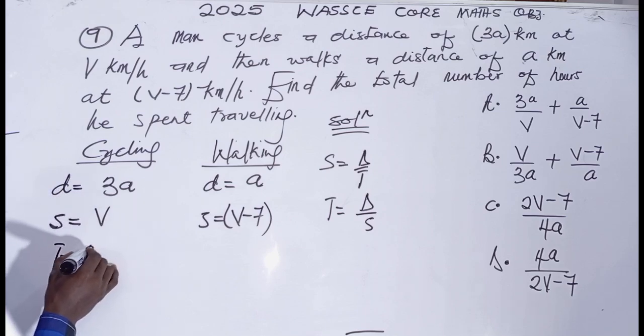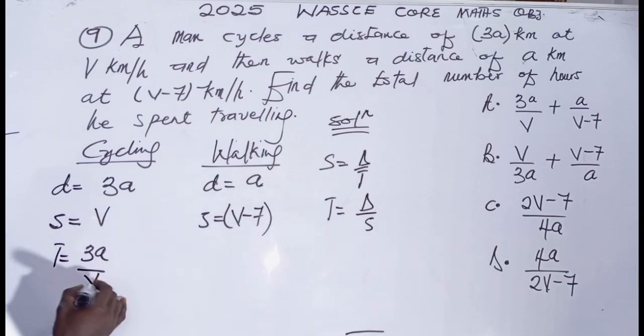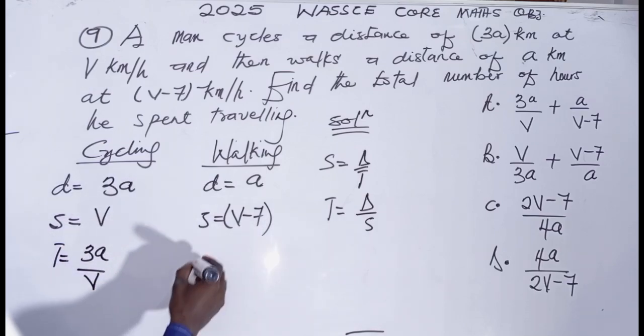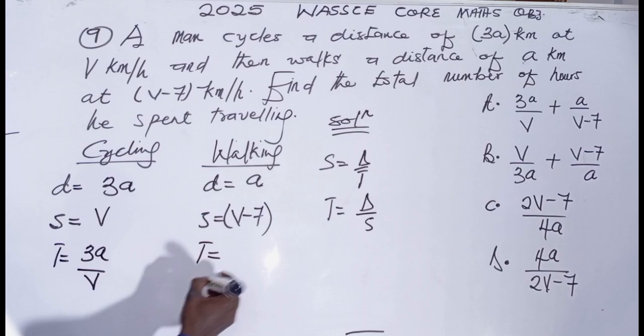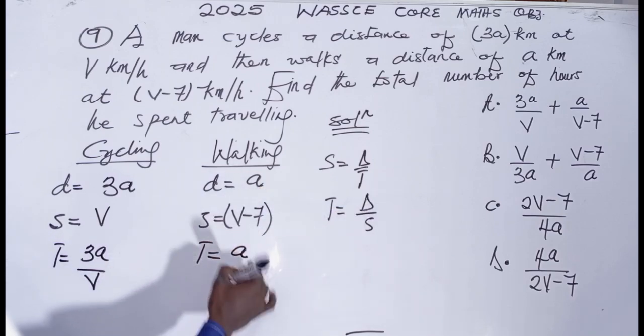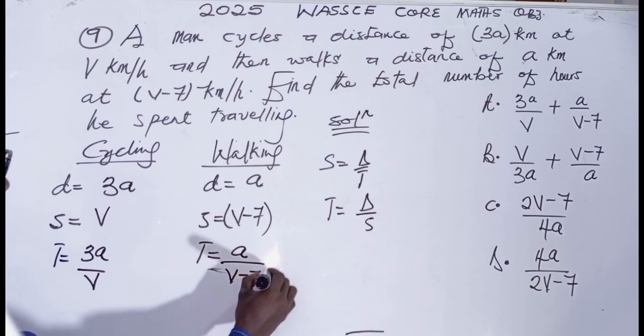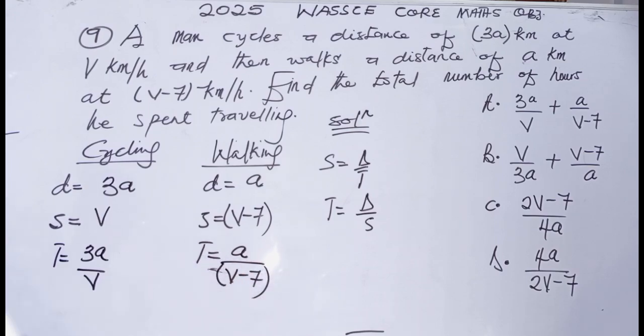So we have our t is equal to distance. Our distance is 3a all over speed. Our speed is what? v. Then we move to this aspect. Our time is equal to distance over what? Speed. So our distance is a all over the speed, v minus 7.